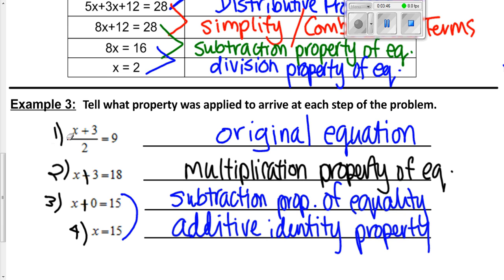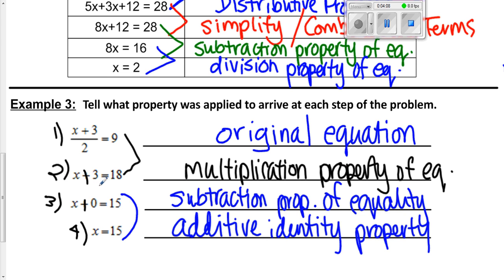So our first step was to multiply. Showed y'all this the other day, special case. Times 2 on both sides. That's the multiplication property of equality. That's how we get from here to here. Alright, make sure you start off with the original. Alright, and then we end up with x plus 3 equals 18.